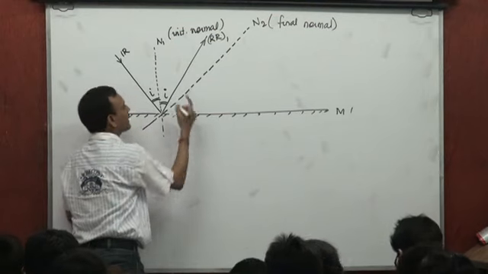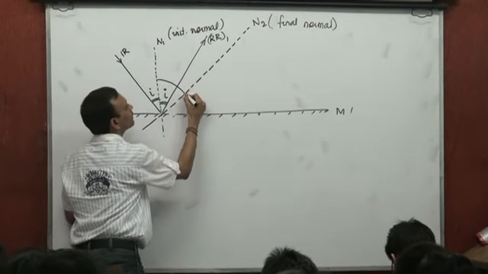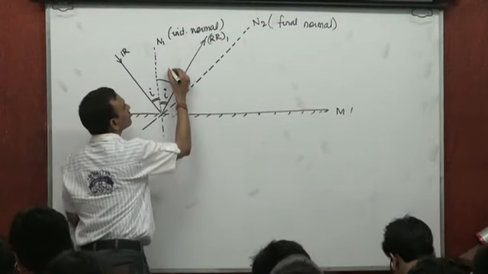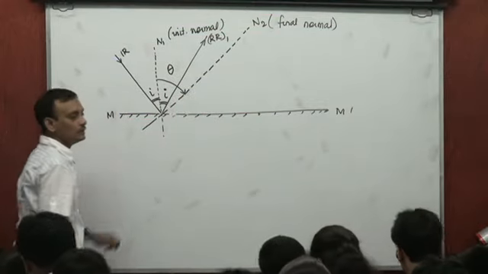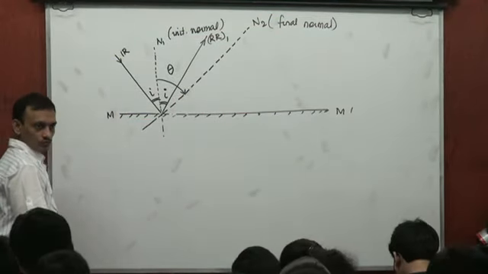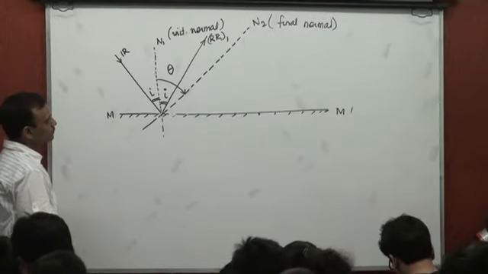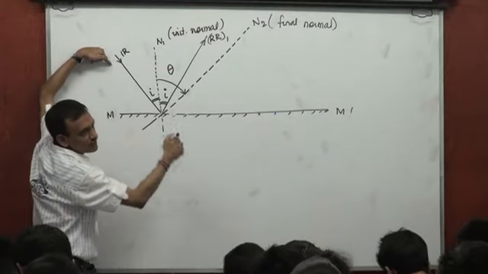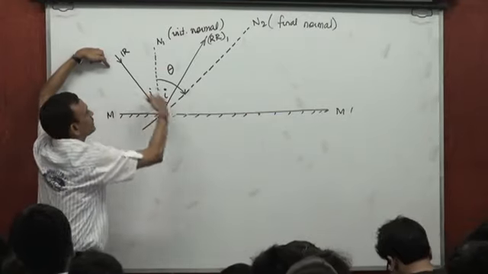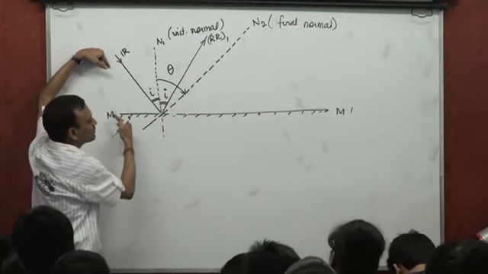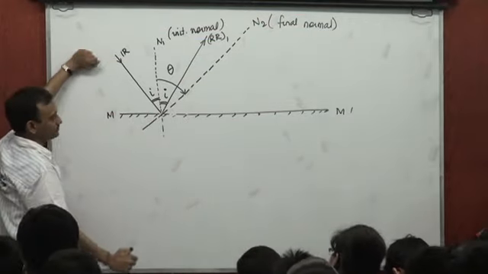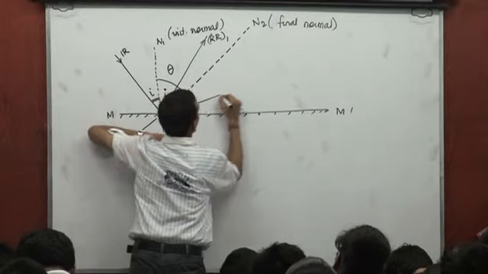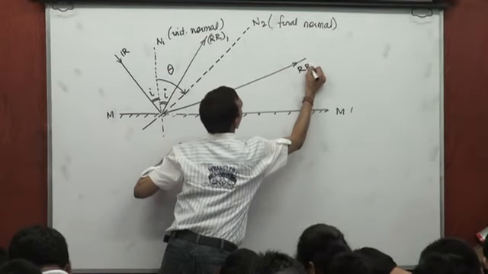This is the new normal, the final normal. If the mirror has been rotated by an angle theta, the normal also rotates by an angle theta. Yes or no? Clear? So then, for this new position of the normal, which would correspond to a new position of the mirror, which has been rotated by an angle theta with respect to the original position, the new reflected ray is this thing. Let's say this is the new reflected ray, RR2.